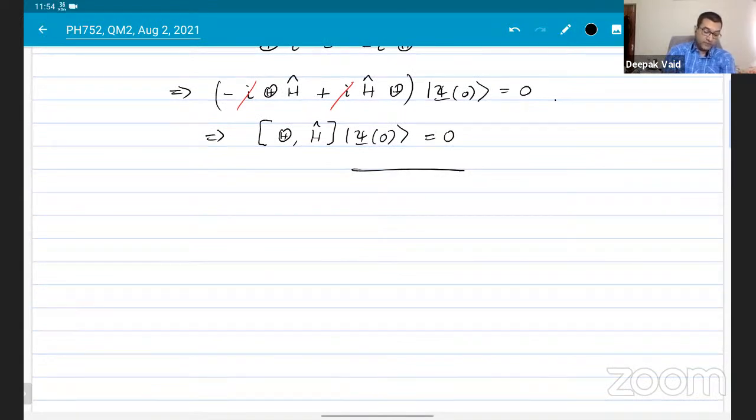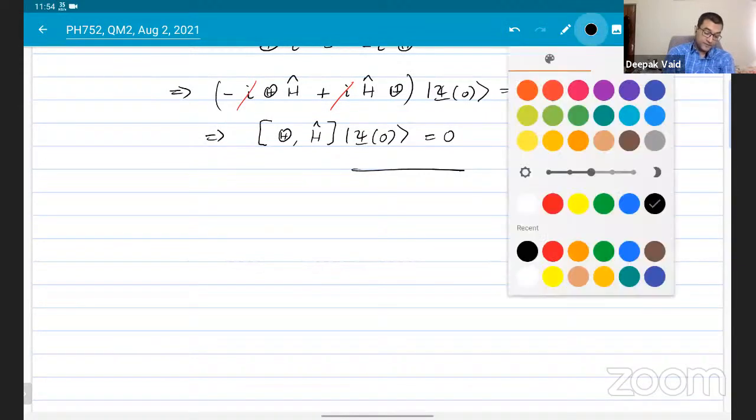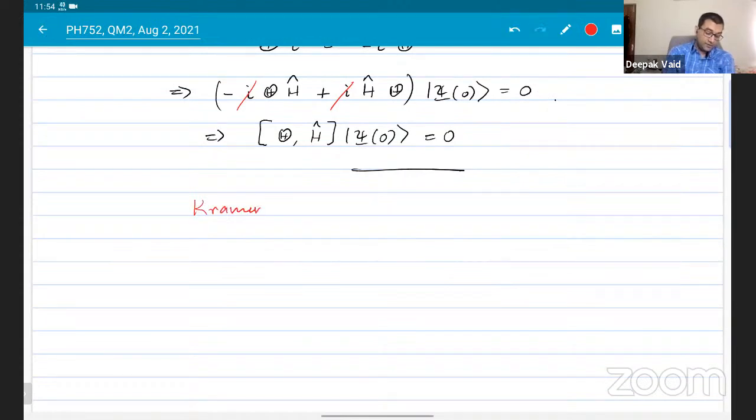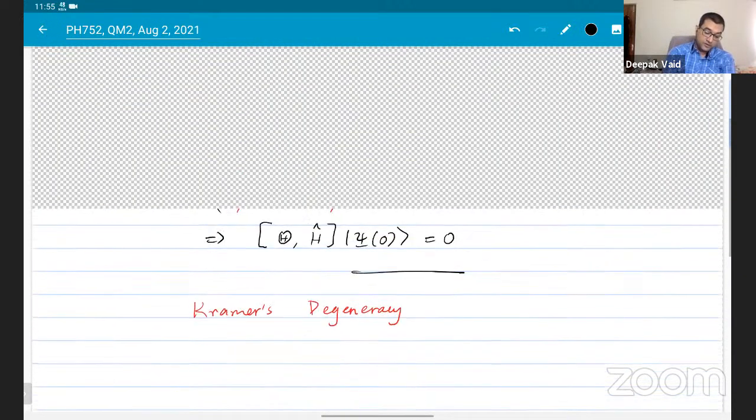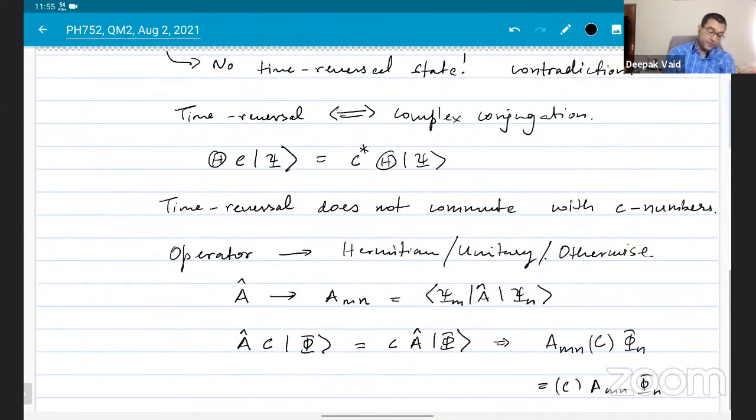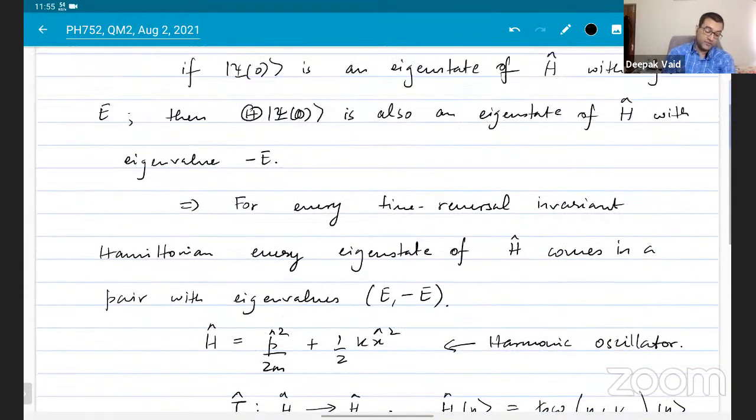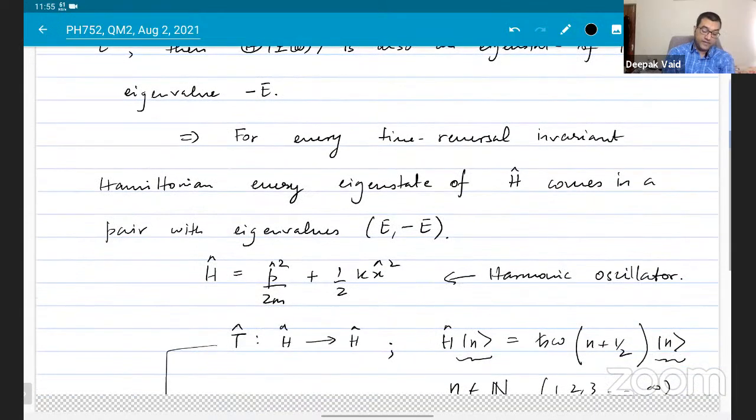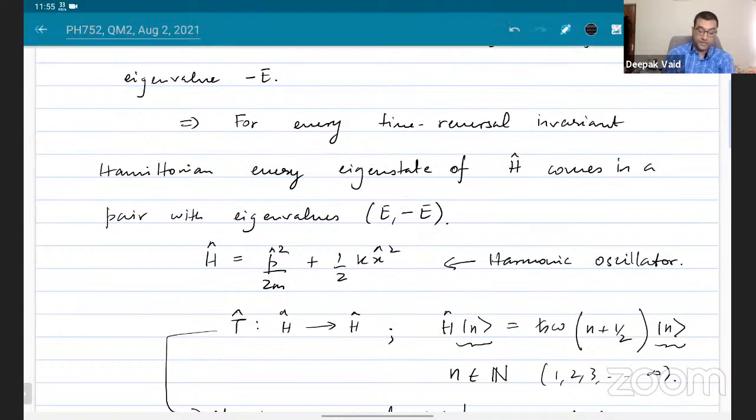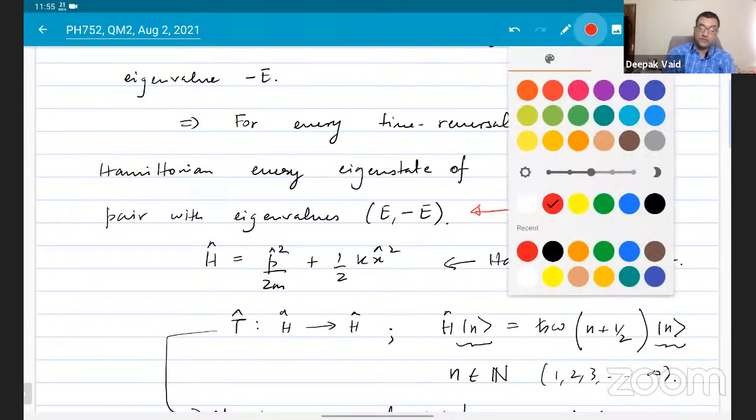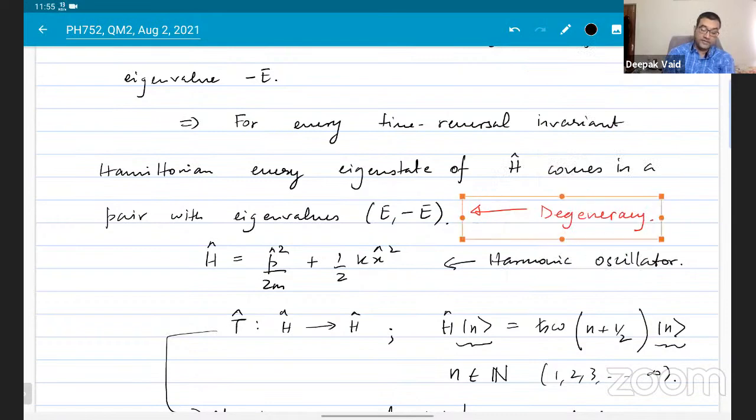So instead, I will mention one very important result without any proof, which is called Kramer's degeneracy theorem. Right now, if you look back here, when we made the mistake of assuming that theta can commute with complex numbers, what we found is that every eigenstate of H comes in a pair, one with positive eigenvalue, one with negative eigenvalue. So whenever you have a system where the same state has more than one eigenvalue, then we say that that is a degenerate eigenstate.